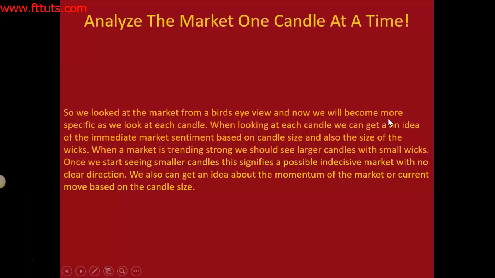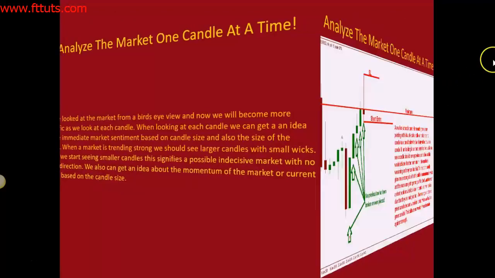So we need to look at the market one candle at a time, all right, and then expand on that. So we looked at the market from a bird's eye view, and now we'll become more specific as we look at each candle. And when looking at each candle, we can get an idea of the immediate market sentiment based on candle size and also the size of the wicks. When a market is trending strong, we should see larger candles with small wicks. Once we start seeing smaller candles, this signifies a possible indecisive market with no clear direction. We also can get an idea about the momentum of the market or current move based on the candle size, and we'll look at that right now.